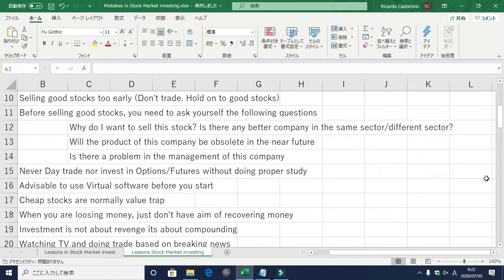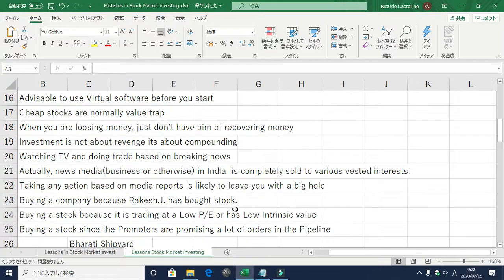Now, another mistake is when you're losing money, don't just try to average. That is, don't have the aim of recovering the money. Just dump the stock if the technicals and fundamentals are both weak. Remember, investment is not about revenge. I repeat, investment is not about revenge. It is about compounding.